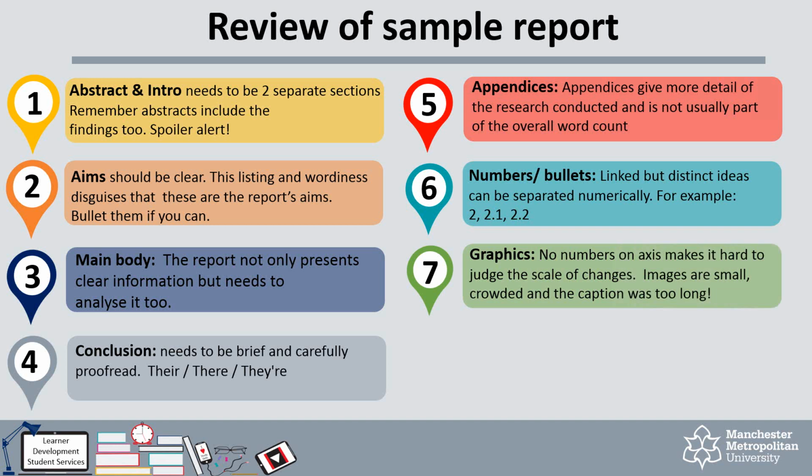The example report uses white space to help the reader see the different sections, but the graphs in the example report had no numbers on axes, making it hard to judge the scale of changes. They were also small, crowded, and the caption was too long. The reader needs to be able to clearly see the data.